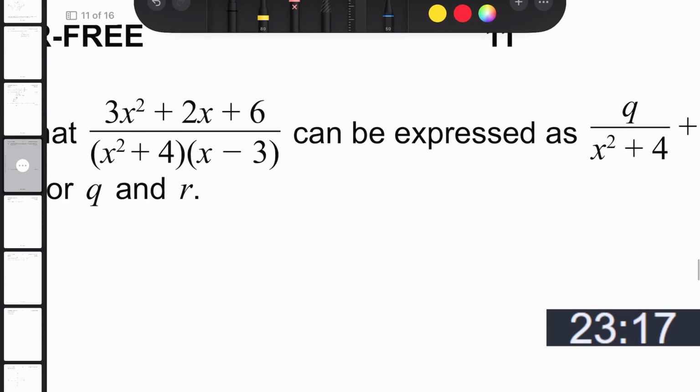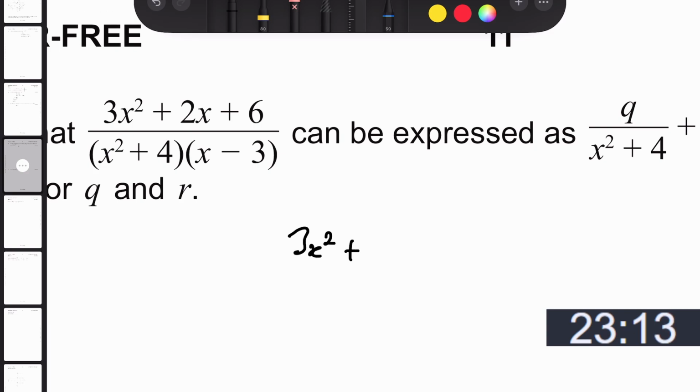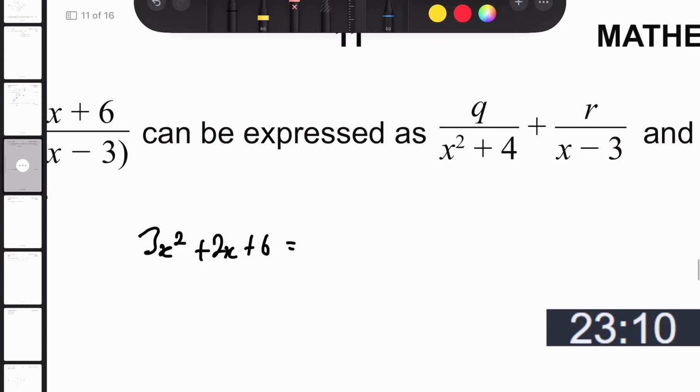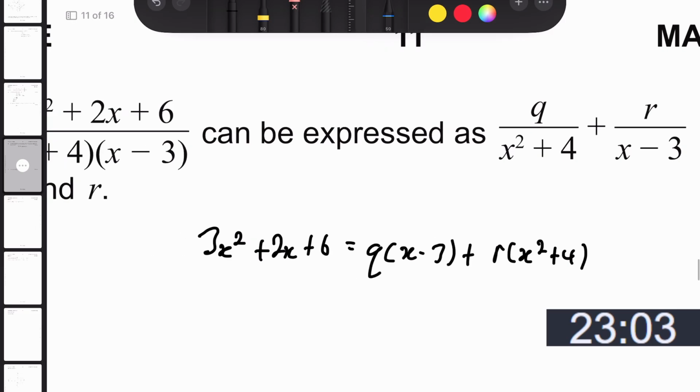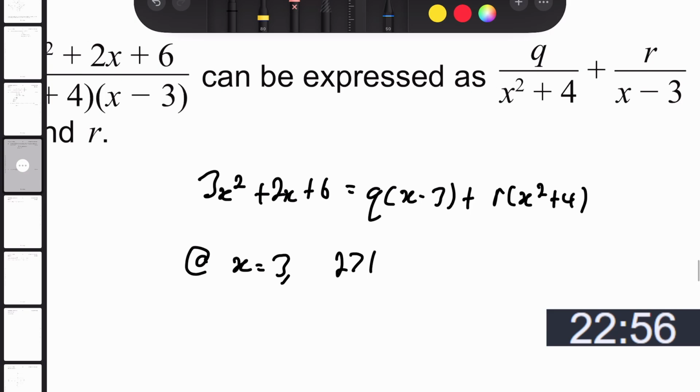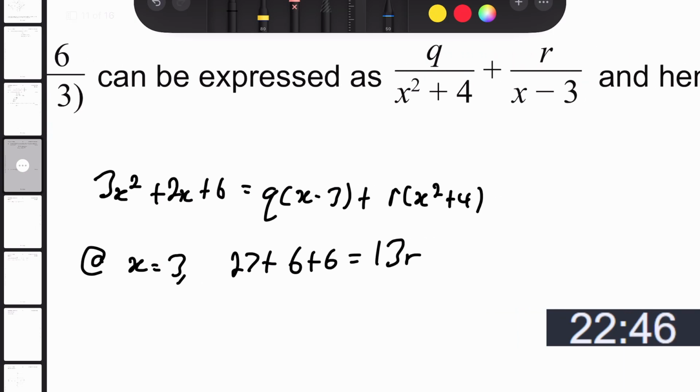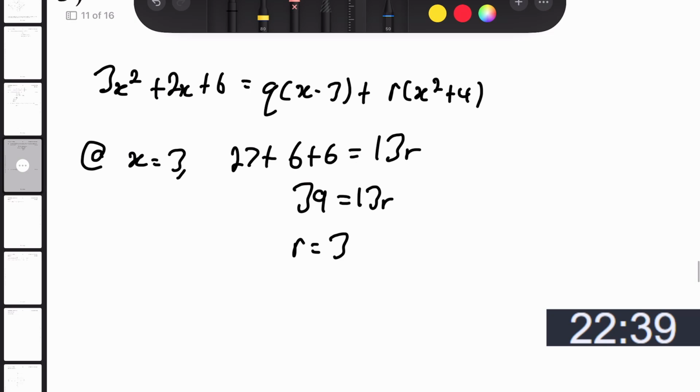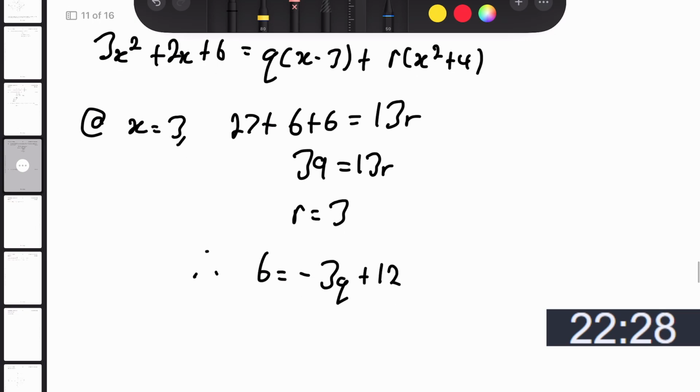Hence the term of value, so then we need 3x squared plus 2x plus 6 to equal q of x minus 3 plus r of x squared plus 4. At x equals 3, that's going to be 3 times 9, so 27, plus 6 plus 6 is going to equal 13r. So the left hand side is 39. 13r, so r is equal to 3. r is equal to 3, q is equal to 2.